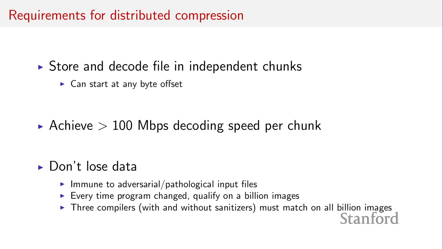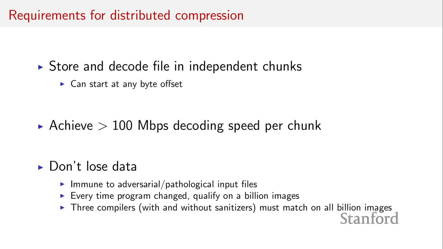So the challenge with this is that you have to be able to take the file and store and decode it in these independent chunks. And these chunks can start at any byte offset, because they're sort of up to the file system people. They're not up to me. I mean, the files have already been sort of pre-chunked. And you have to be able to achieve good decoding speed. So people have like 100 megabit per second connections to the internet. You can't suddenly make the whole Dropbox 10 times slower. They won't like that, even if they never download the files. When they do download, they're going to notice.